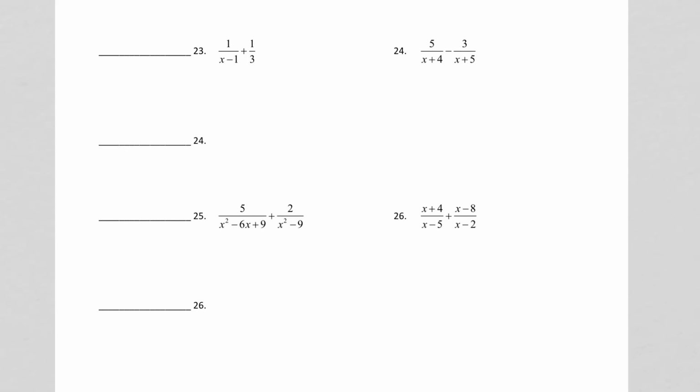First thing you want to do is determine the LCD. We have an x minus 1 and a 3, and they both happen once. So the LCD is 3 times x minus 1. So I'm going to make two fractions. I have 1 over x minus 1 plus 1 over 3.